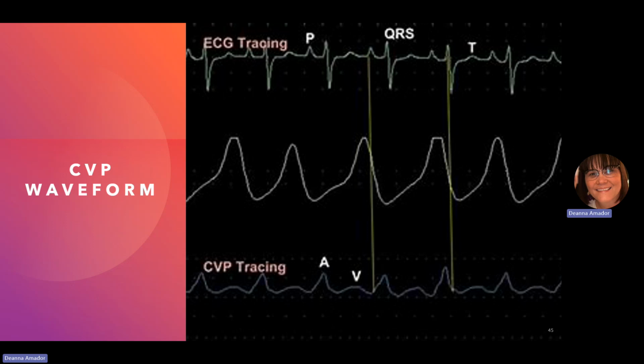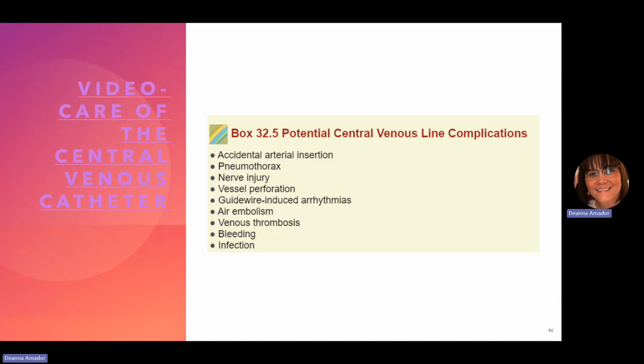Okay, it's a lot of information, guys. Here on this slide, you can click right here. It says video care of this central venous catheter. This is a video that you can watch. It's basically a refresher talking about care for a central line. But here are some different complications that can occur with a central line. All of those should kind of make sense.